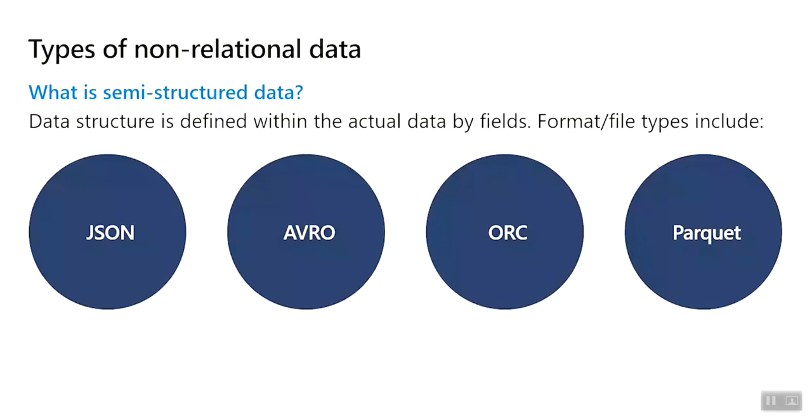So Parquet is developed for storing and processing nested data types quite efficiently, and it supports very efficient compression and encoding schemes as well.